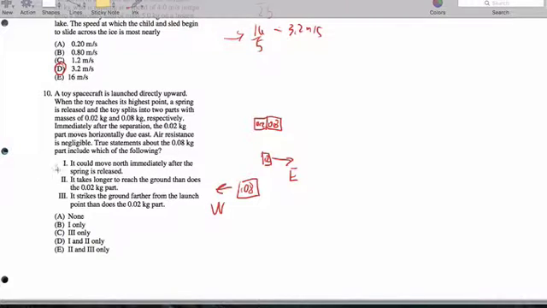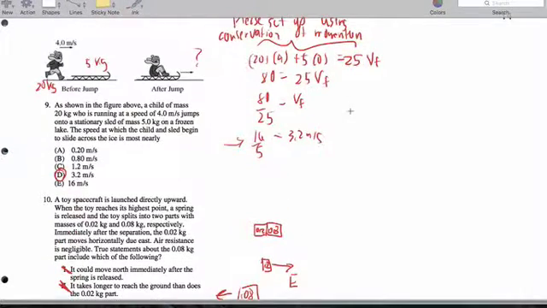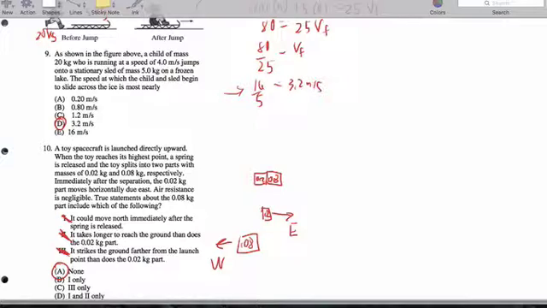So let's be clear. If it's moving east, there's no way we could move to the north because momentum wouldn't be conserved. Takes longer to reach the ground, the 0.2 part? No, they land at the same time. Here it says it strikes the ground farther from launch. I'm getting none of the above. Wow, it's interesting. Believe it or not, the answer is A. It will not strike the ground farther from launch. It actually strikes the ground closer because it should have lesser speed if it's got a bigger mass to keep momentum conserved in the horizontal direction.